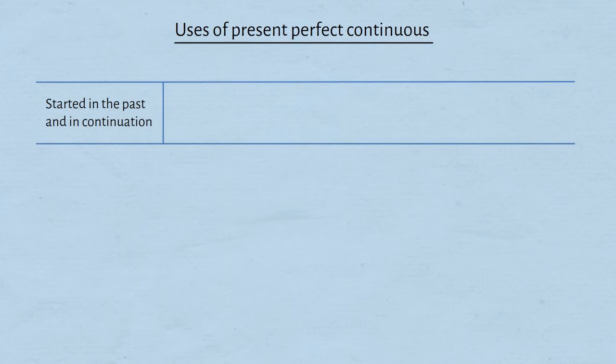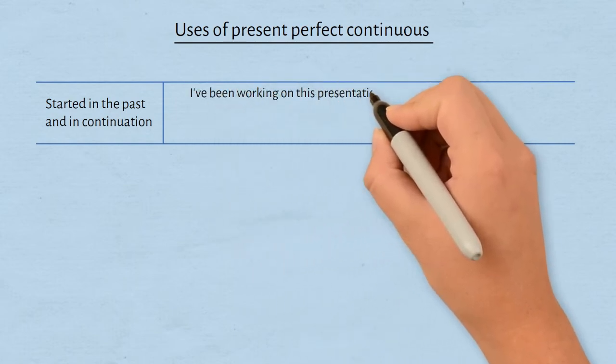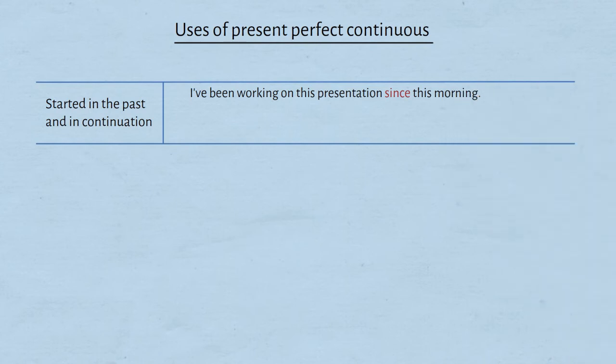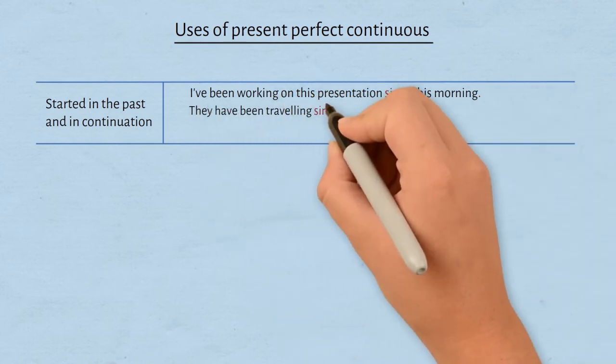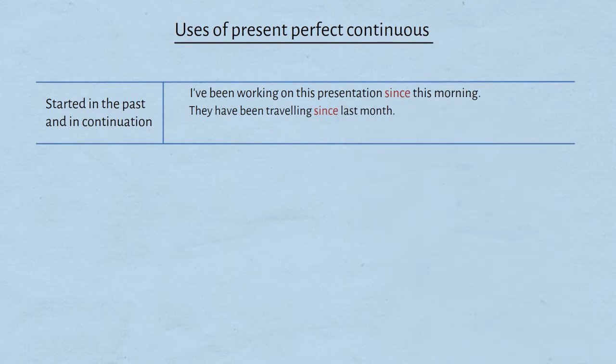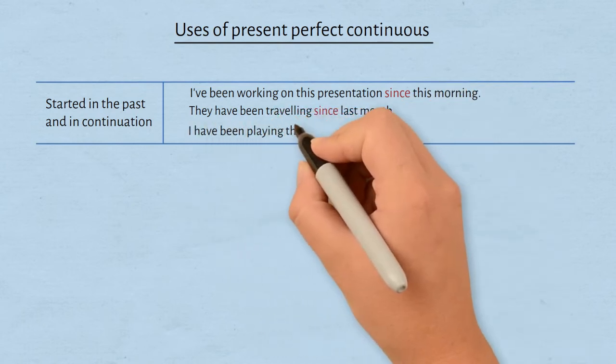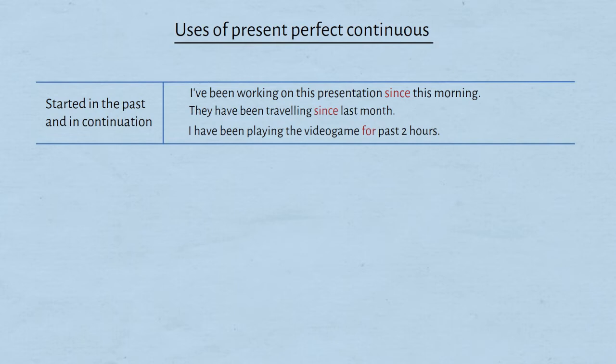As you can see over here, actions that started in the past and continue in the present. For example, I've been working on this presentation since this morning and I'm still working on it. They have been traveling since last month and they are still traveling. I have been playing the video game for the past 2 hours and I'm still playing it. In these sentences, we are trying to show the duration for which work is in progress. In these types of sentences, we often use for or since.